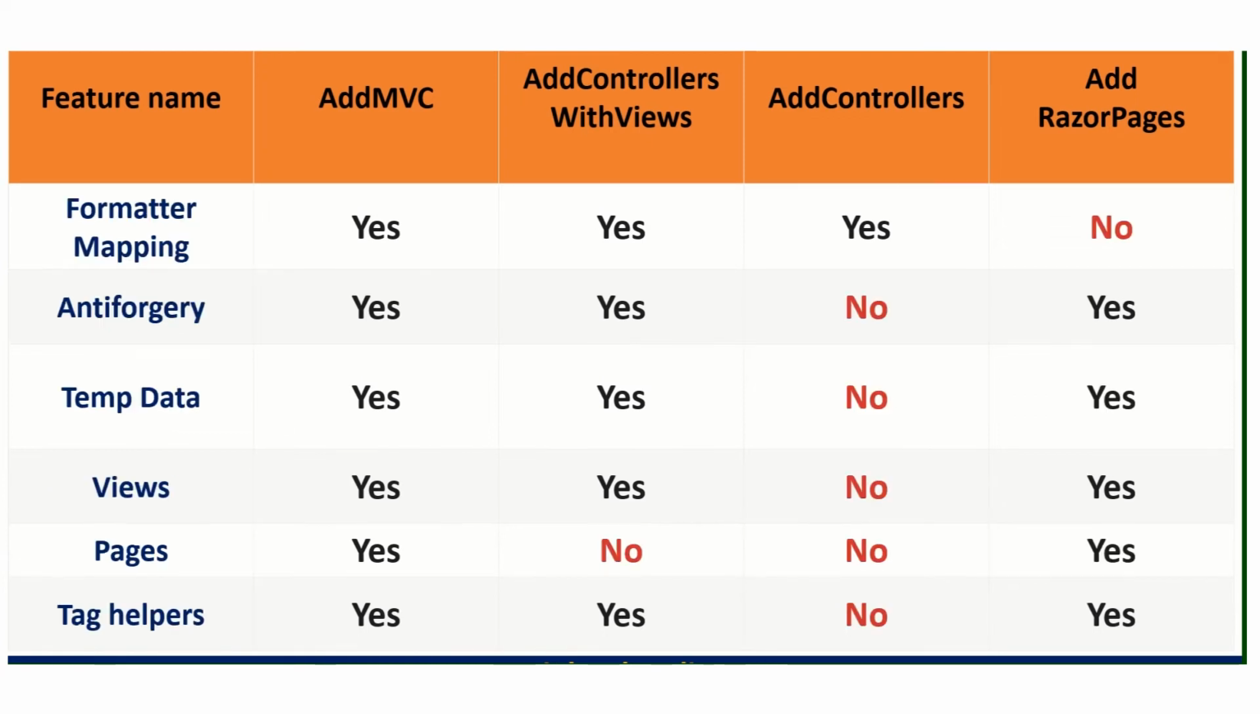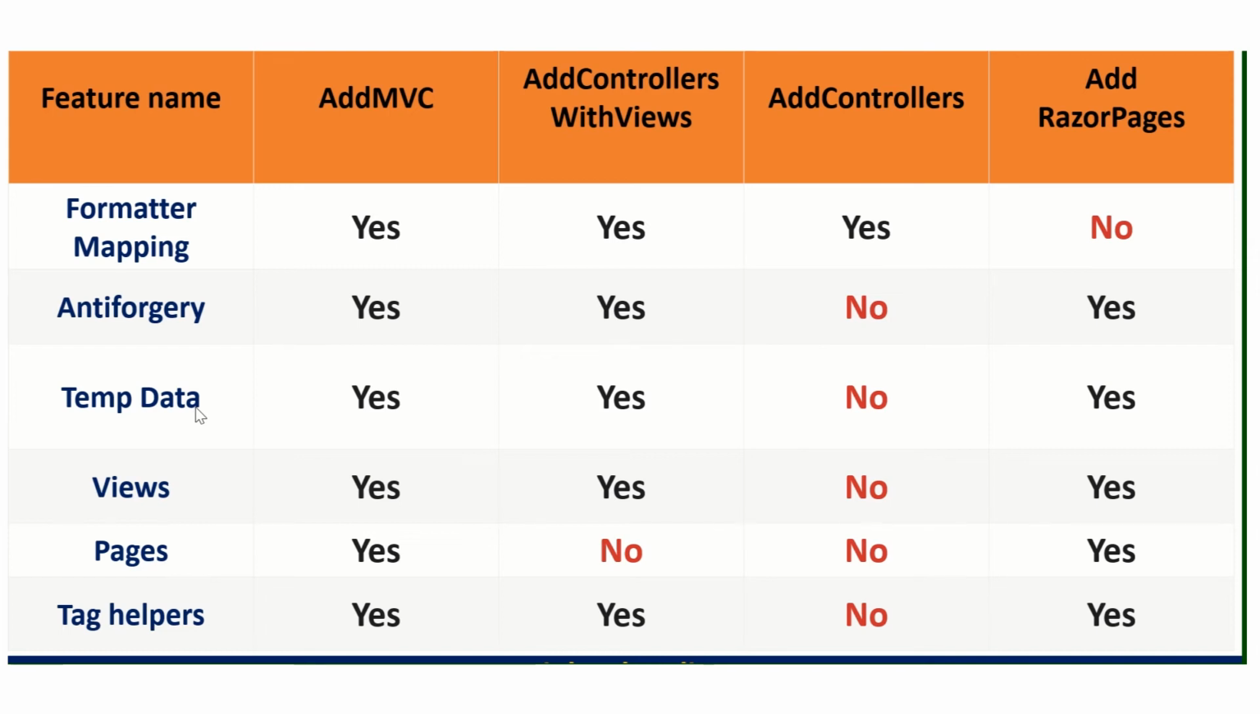So the next one, formatter mapping. In the formatter mapping feature we can get that in AddMvc, AddControllersWithViews, AddControllers, and in AddRazorPages we can't get that, so I have mentioned no. Anti-forgery token, right? We can get that feature in AddMvc, AddControllersWithViews, but we can't get that in AddControllers method, right? And we also get that in AddRazorPages, right? I mentioned no for AddControllers because we can't get this feature in that method, right?